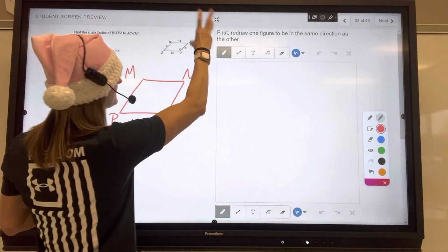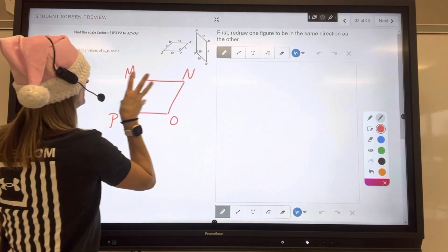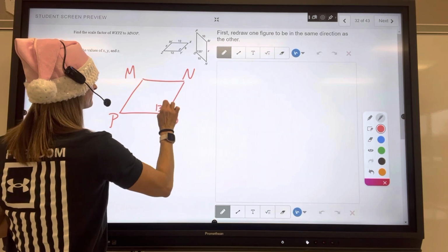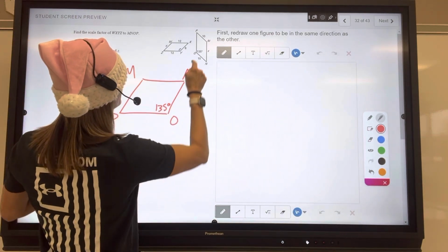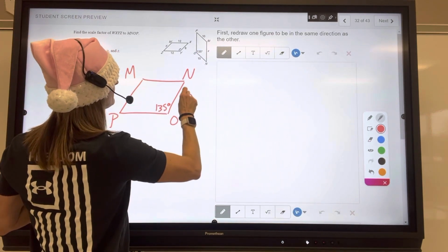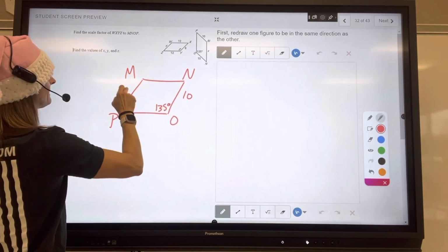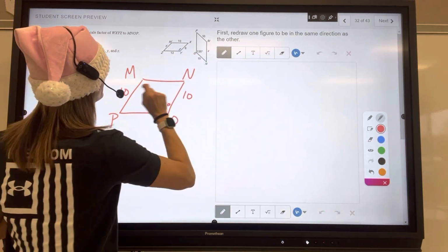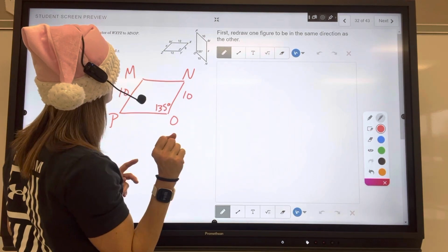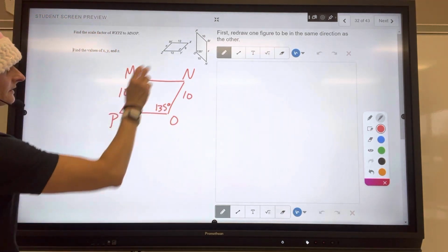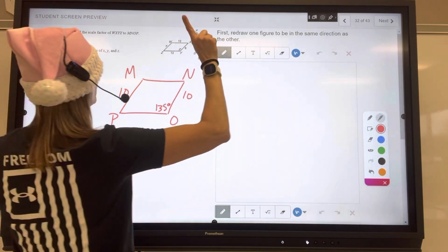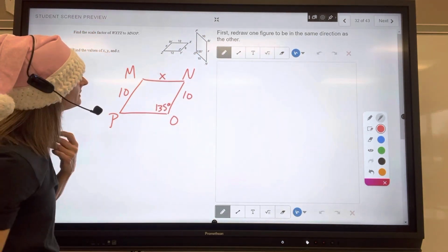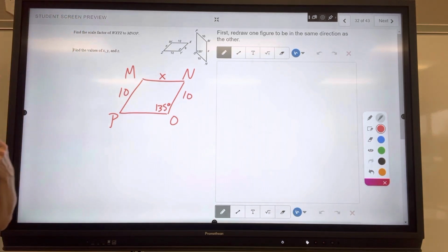So now I'm going to take the information from over here and put it on this diagram. The measure of angle O is 135. And the distance between N and O is 10. M and P is also 10. Anything else I forgot? Yes, XY. That's not XY. Anything over here? Good. Oh, no, they told us that X is between M and N. So let's put an X right there. I think that's it. Okay.